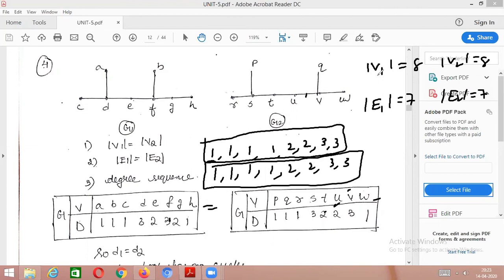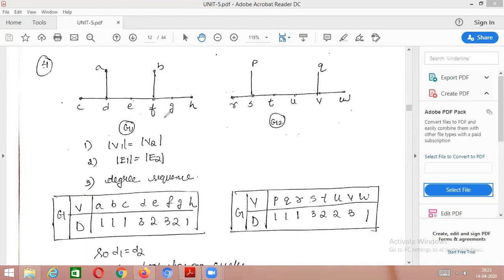So here the number of vertices is the same, the number of edges is the same, and the degree sequence is also the same. But one thing, when you look at this graph, there is something missing by seeing the graph only. If you want, you can check the adjacency matrix also. If the adjacency matrices are the same, then they are automatically isomorphic. So without doing that also, we can check it.